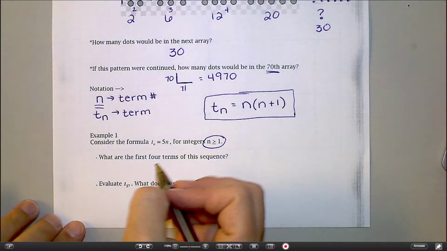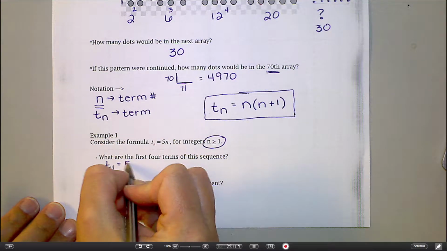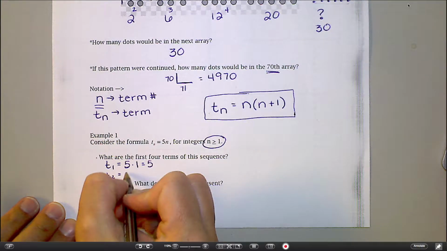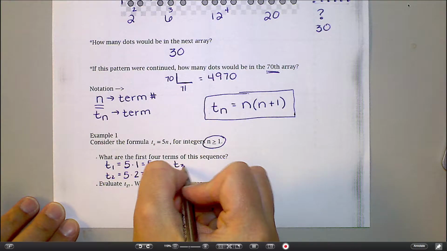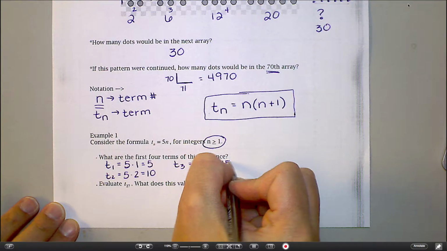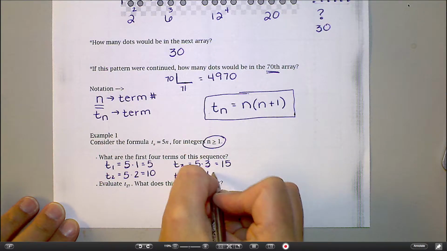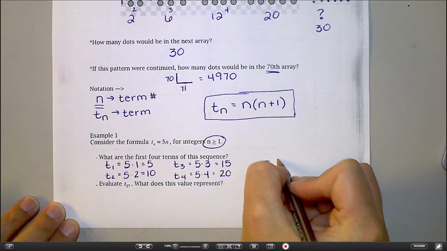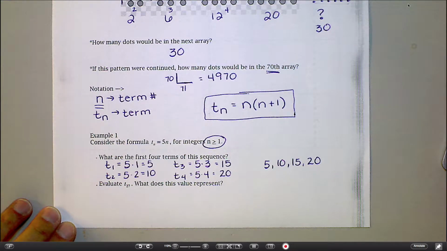So the first 4 terms in the sequence: if I want term 1, I'm going to go 5 times 1, which is 5. Term 2 would be 5 times 2, which is 10. Term 3, 5 times 3, which is 15. And term 4 would be 5 times 4, which is 20. So my sequence would end up looking like this: 5, 10, 15, 20. That's how explicit formulas work.